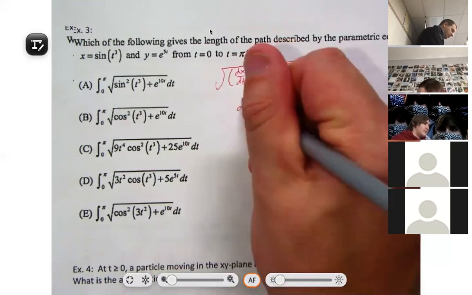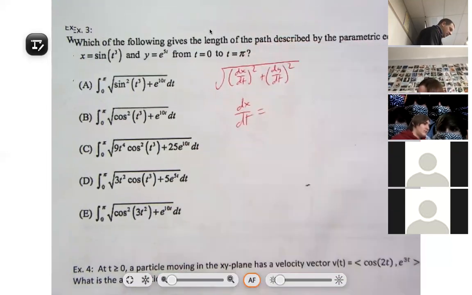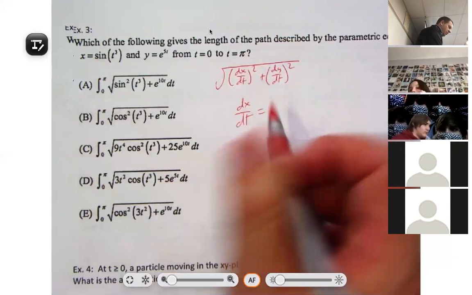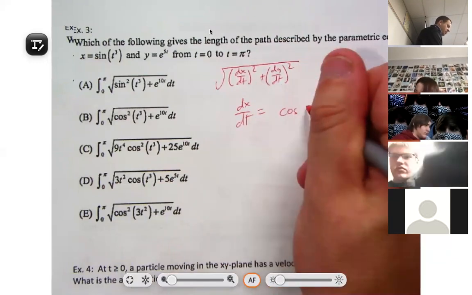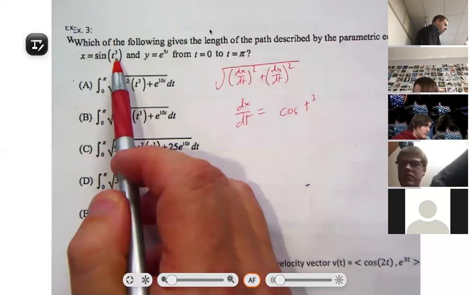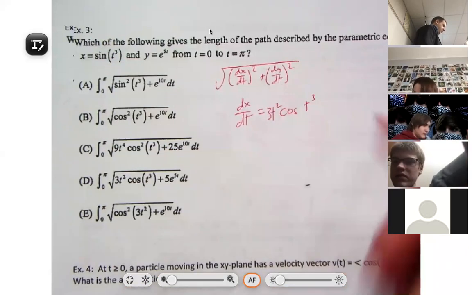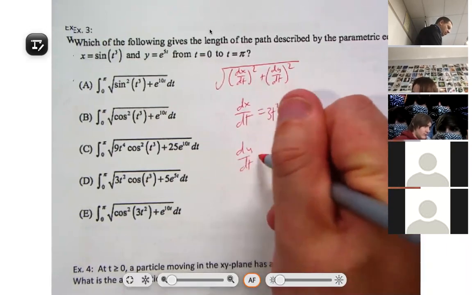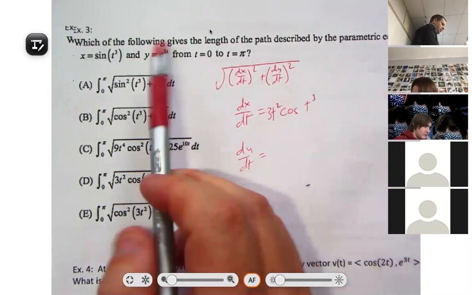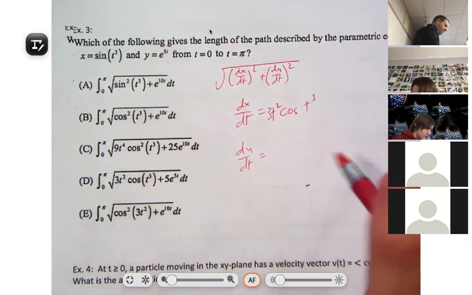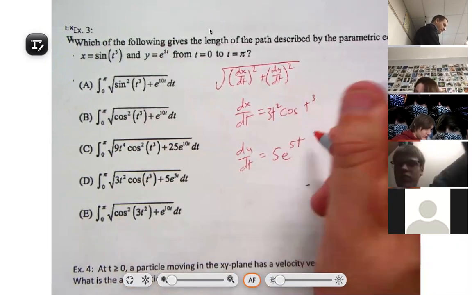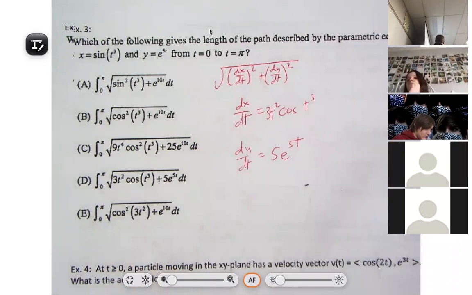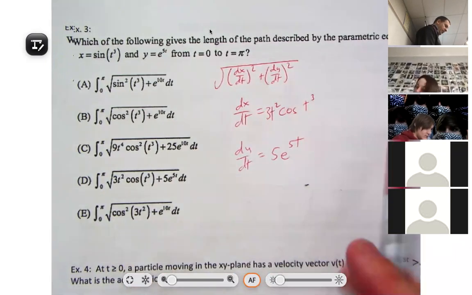So dx dt, let's see, is going to be chain rule. Cosine inside stays the same. So cosine of t cubed, and then times the derivative of the inside, so 3t squared. That's dx dt. Dy dt is easier. So it's e to the 5t and then times 5. And now we just have to square each of those. So be careful with that part.